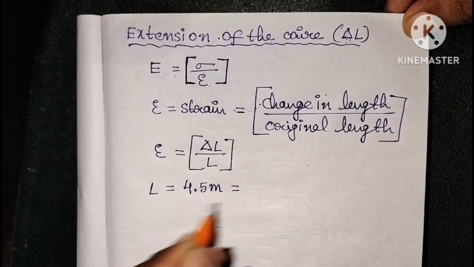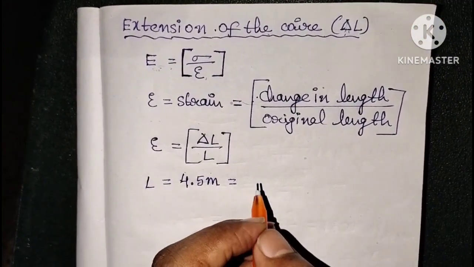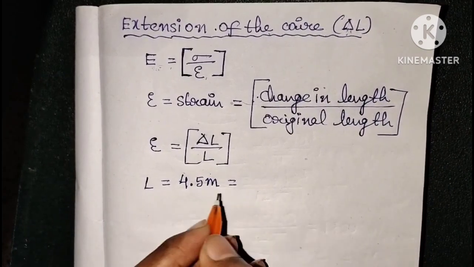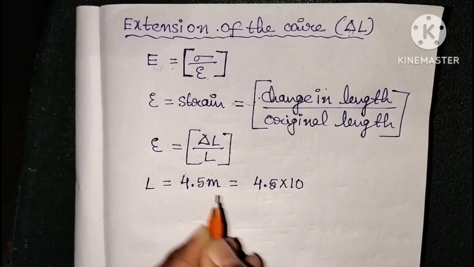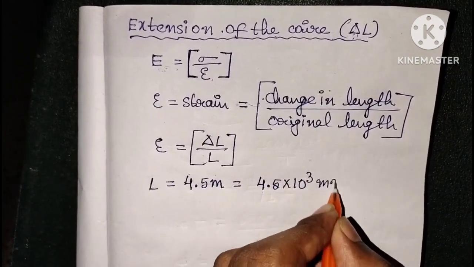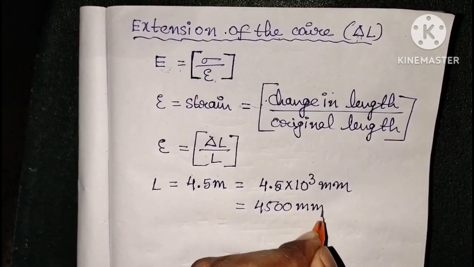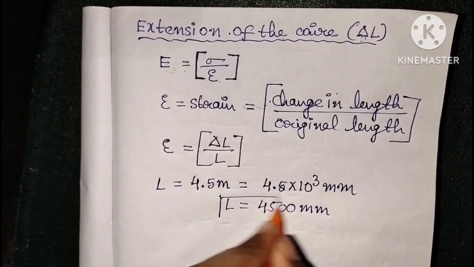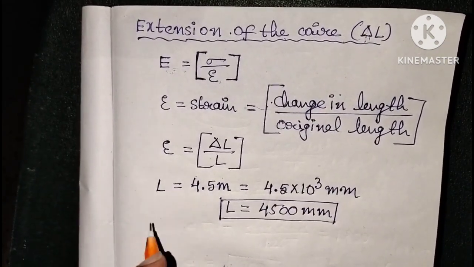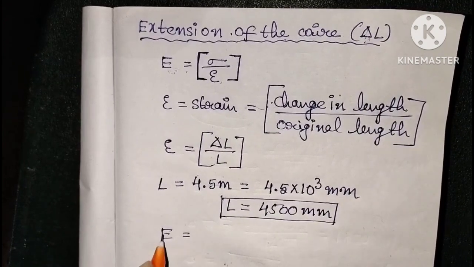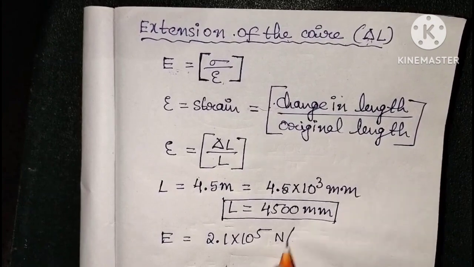Okay, now we have to convert meters into mm. We have to maintain the same units for every parameter. So ikkada mana same units anedi maintain cheyali. 4.5 meters can be written as 4.5 into 10 cube mm, since 1 meter is equal to 10 cube mm. So 4500 mm. This is the original length of the wire. Next, Young's modulus is also given. Young's modulus is equal to 2.1 into 10 to the power of 5 Newton per mm square.